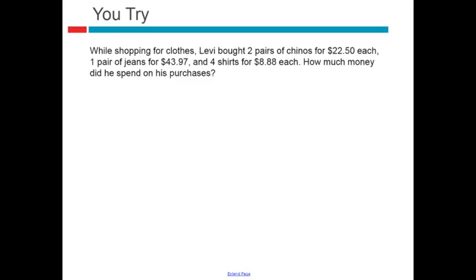So Levi bought 2 pairs of chinos for $22.50 each. So we need to take 2 times $22.50. Then he bought a pair of jeans for $43.95. And he bought 4 shirts for $8.88 each. We need to take the 2 times the $22.50 and the 4 times the $8.88 and then add $43.97 to that.